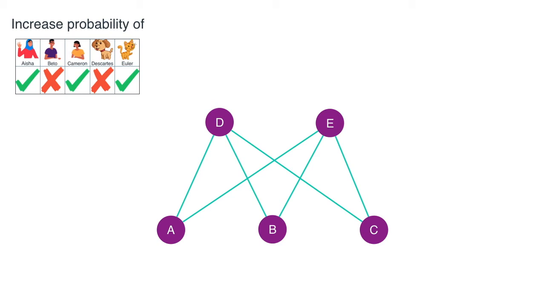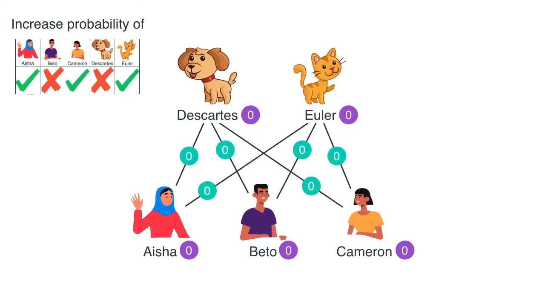Let's look at the scenario. It contains Aisha, Cameron, and Euler. Great. So let's just consider these vertices and the edges between them, and let's forget about everything else in the diagram. And we get these. Now let's simply increase the weights of these vertices and edges by a small amount.